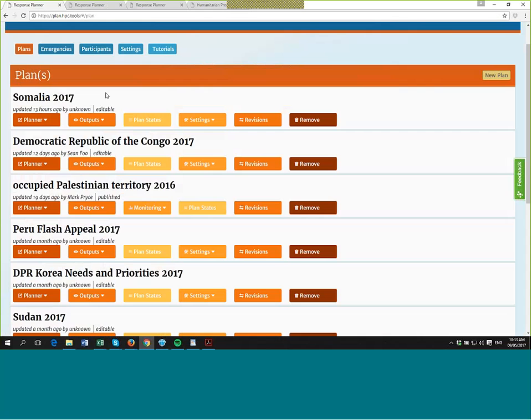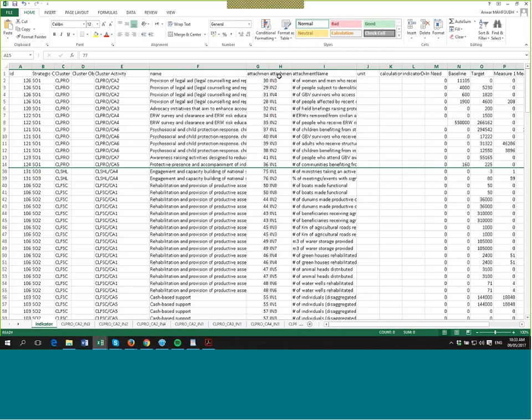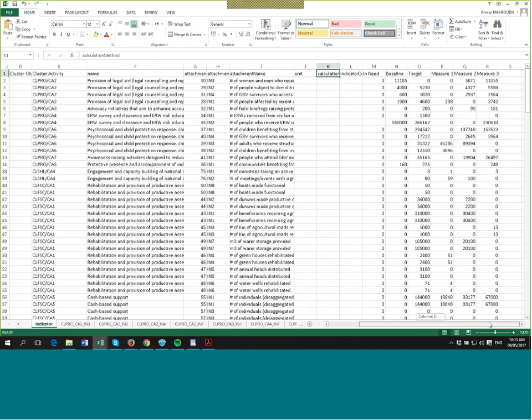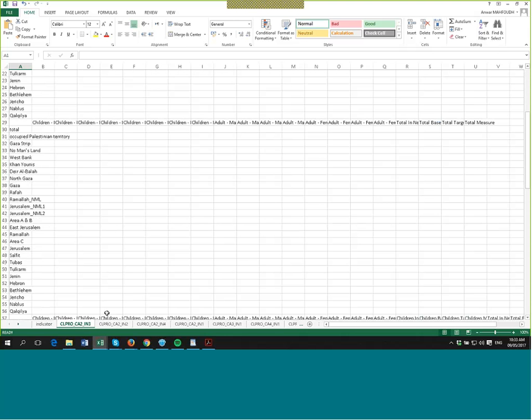The other thing we have here is the XLS import. So now you can actually export all that data that you have in XLS, right? So you have it here with your specific entities that are there, and the indicators, you have your units, your calculation methods, and the baseline as well as the measurement data. And then you have the disaggregation data put for you tab by tab as required. So that's the other thing.